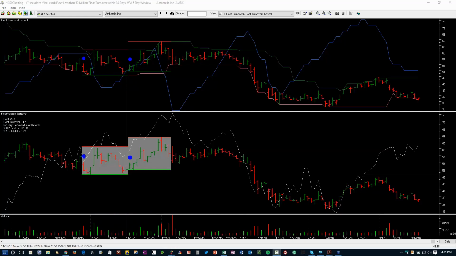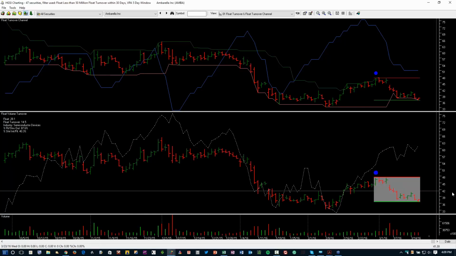So there's a question, would you say the recent increase in volume is institutional distribution? I assume that you're asking about AMBA. Yeah, I would, you know, who knows? It's probably institutional distribution. This stock has really taken a beating.